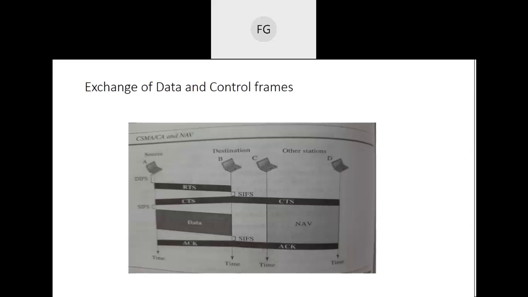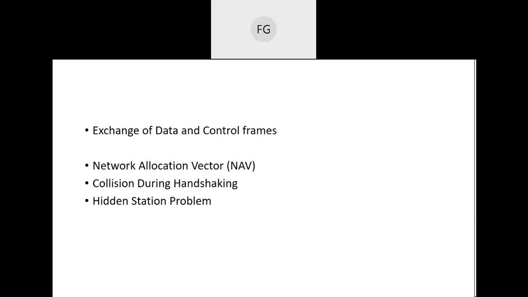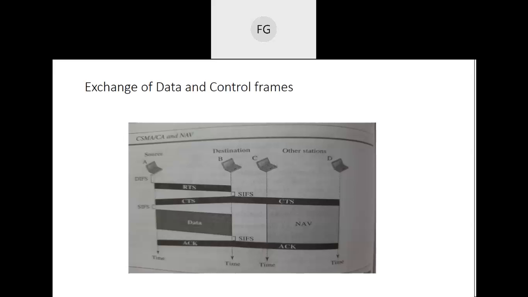And in order to make sure how the collision avoidance aspect of this protocol is accomplished, the key feature used in this is a feature called the NAV, or the network allocation vector. Let's explain what an NAV is.